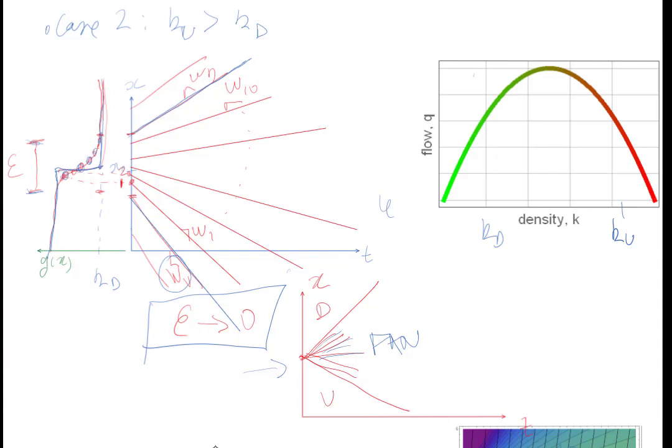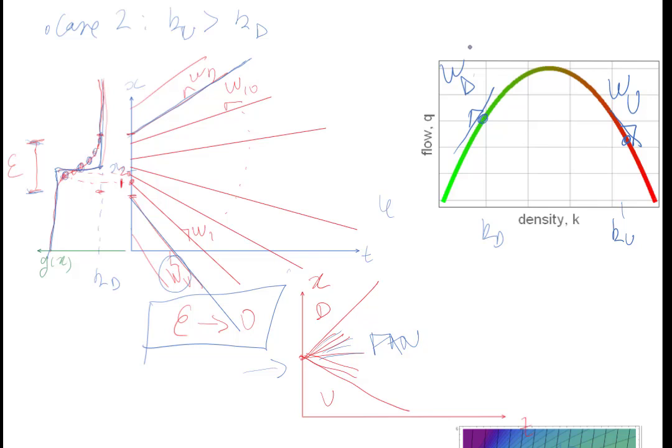Last time we were talking about case 2 regarding the solution of the kinematic wave model. Let's remember, case 2 is the acceleration case. Upstream we have a larger density, which is state U, and then state D is the downstream density.